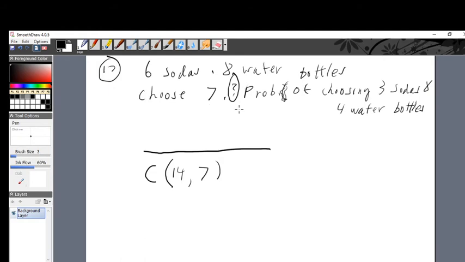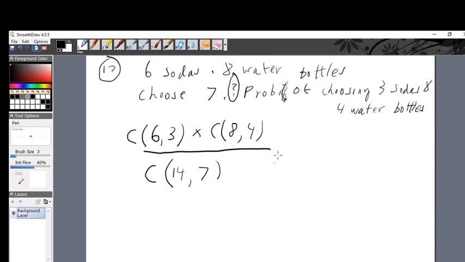Now, what are we interested in picking? The probability of choosing 3 sodas. Let's talk about the sodas first. We don't care about the order. There are 6 sodas, and we're picking 3 of them. What about the water bottles? Well, there are 8 water bottles, and we are picking 4 of them, right? So there it is. Those are the numbers that we've got to deal with.